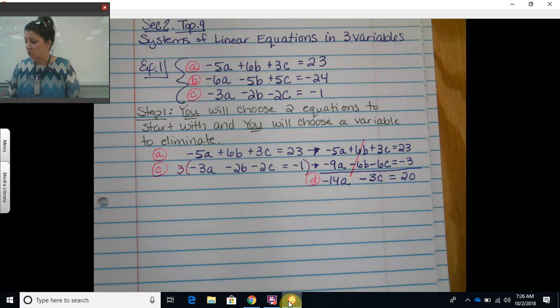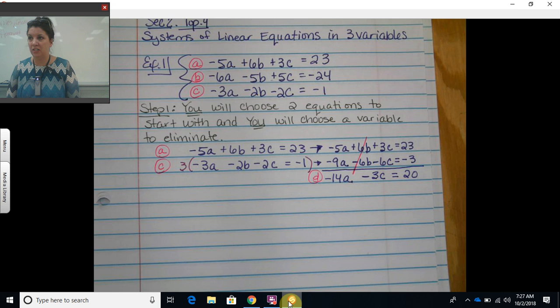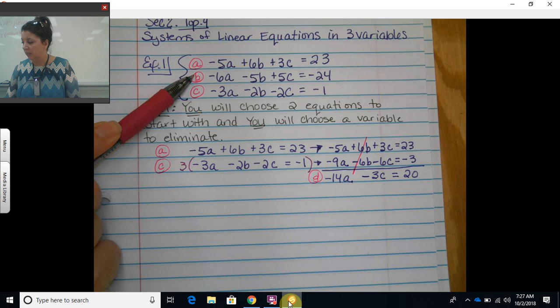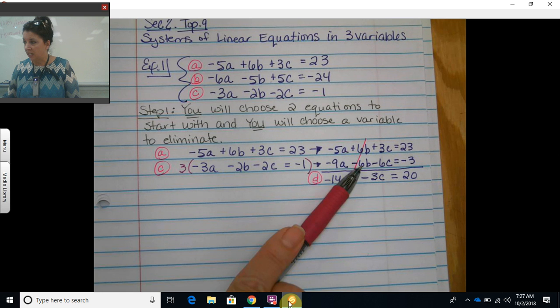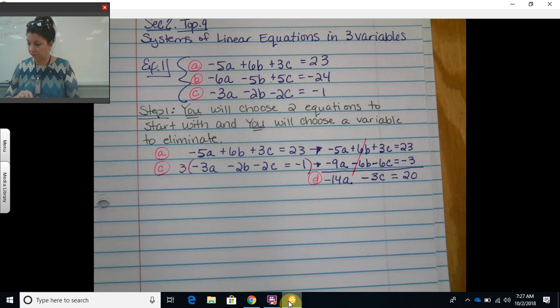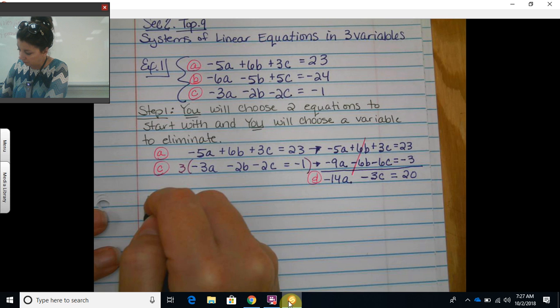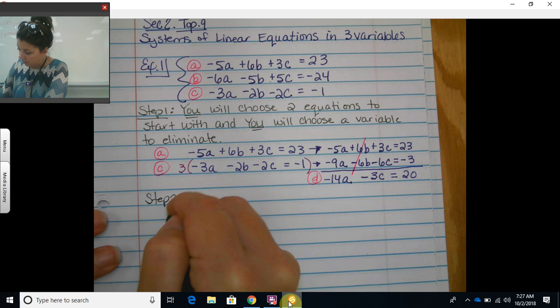So we started with equations A and C. We have not used equation B yet. All 3 equations have to be used to get the ordered triple that will make all 3 equations true, okay? So we're going to have to pair equation B with either A or C, it doesn't matter. But since we eliminated the b in the first step, whichever equation we pair it with, we're going to have to eliminate the b, okay? So step 2. Does anybody have any questions so far?